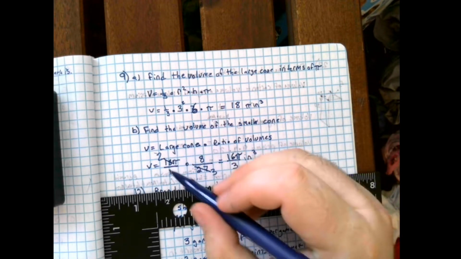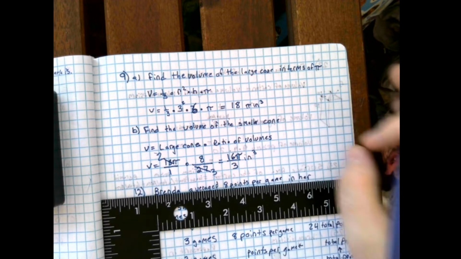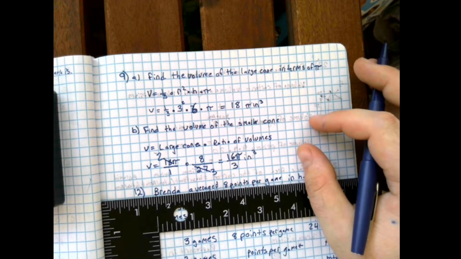And you can see that this can reduce some of the time spent going through the formula if you've already found one part of a similar shape.